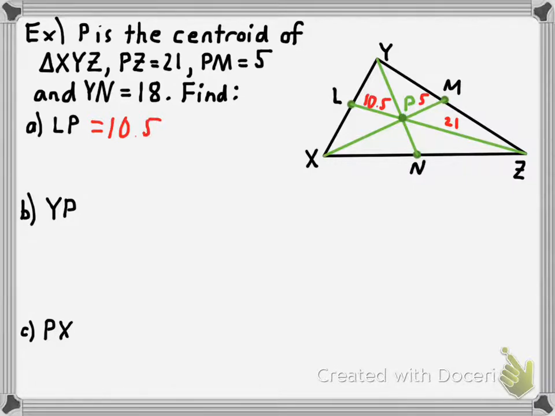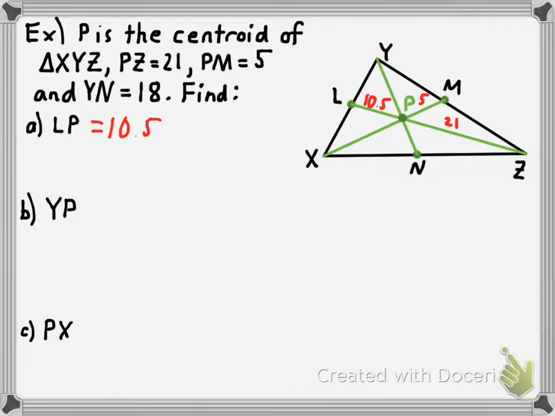Okay, then the distance from Y to P, you can see that that is right here. And that happens to be the longer part of median YN. Well, what do we know about this median YN? We know the entire distance from Y to N is 18. And I've told you that the longer part of a median is 2/3 of the entire thing.